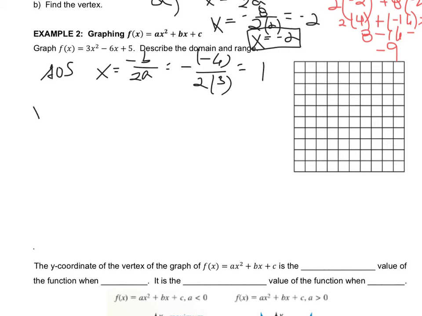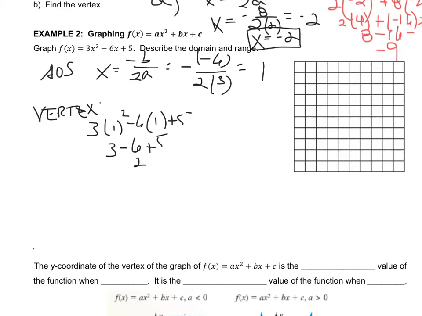So now I want to find my vertex. For the vertex, I just take my equation and I plug in that x value that we just discovered, and I figure out where that's going to happen. So 1 squared is 1, times 3 is 3. Minus 6 times 1, which is 6, plus 5. 3 minus 6 is negative 3. Negative 3 plus 5 is 2. So I know my vertex is sitting at 1, comma 2. So there's two very important pieces right there that we know.